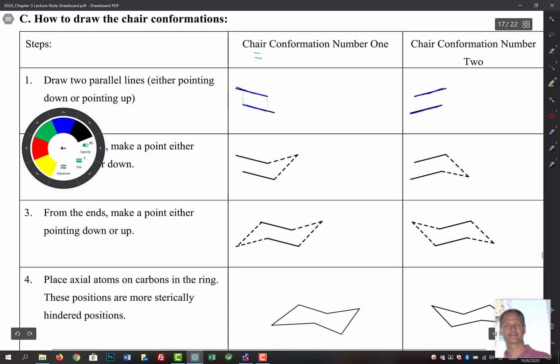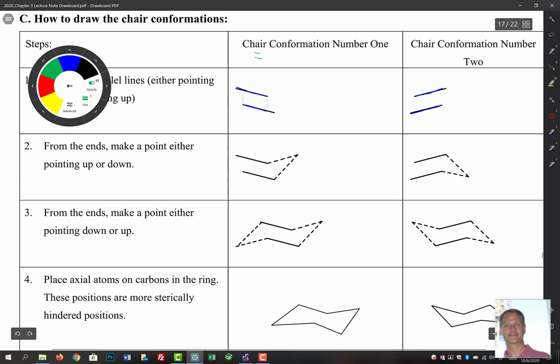And then what we're going to do after that is from the ends, we're going to make a point either pointing up or pointing down. So if we're going down here, then we want a point that's coming up like this, right? And if we're going up, we want to bend, so we want to come down like that. So that's like one part of your headrest here, and this position would be like your leg position of the other chair, right?